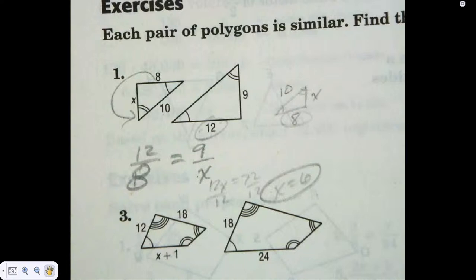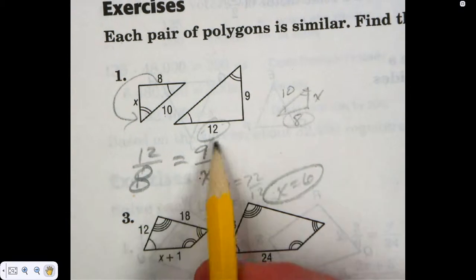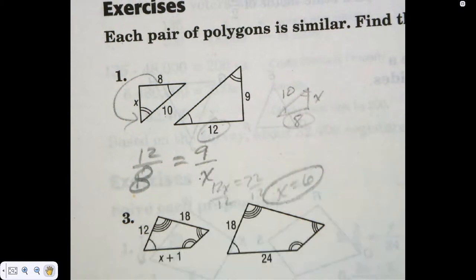Did they ask for anything else? No. Could you find anything else? The similarity statement, scale reasoning, scale factor. Oh, sorry, that's the wrong page. Find the value of x. That's it. We could find the scale factor though, couldn't we? Yeah, scale factor is what? 4 goes into 2 and 4 goes into 3. 2 over 3, isn't it? Or 3 to 2.